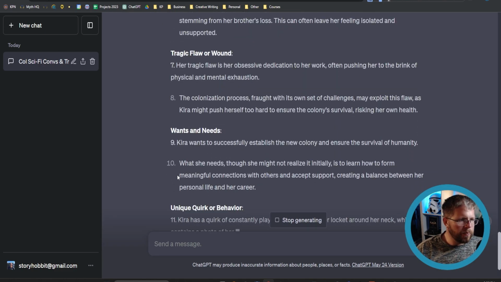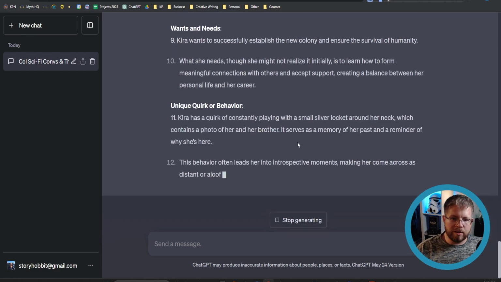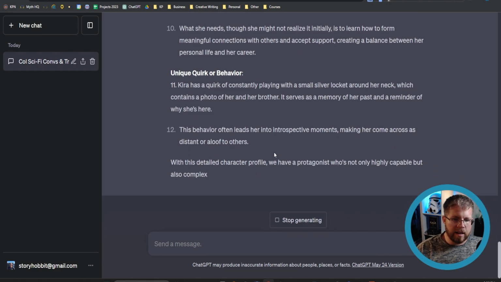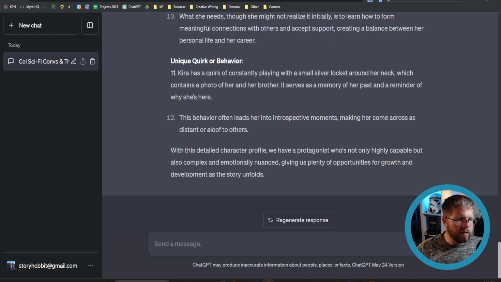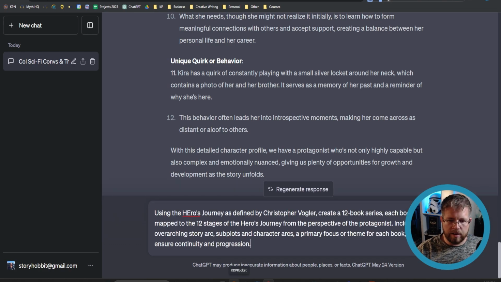And now here's where it started to get interesting, and I really liked what J. Thorne did. We're going to go ahead and just leave that the way it is and move on to a series arc. That's right. We're going to plan the entire series about this. And here is the prompt that he uses.